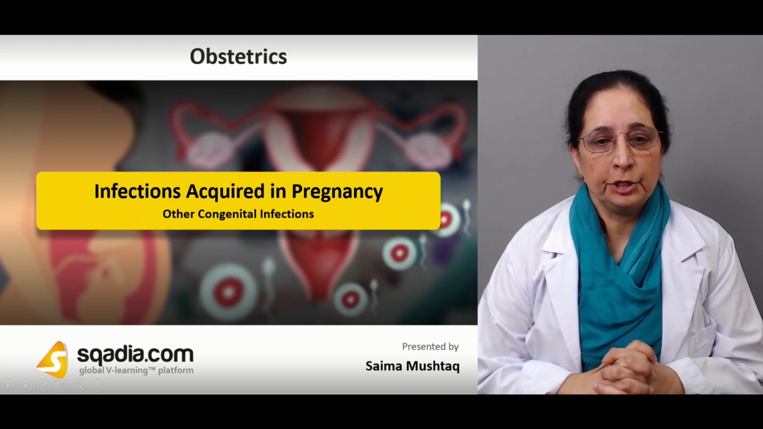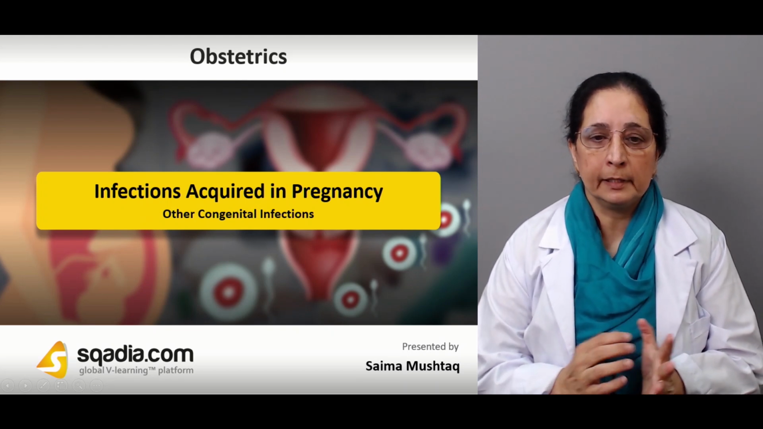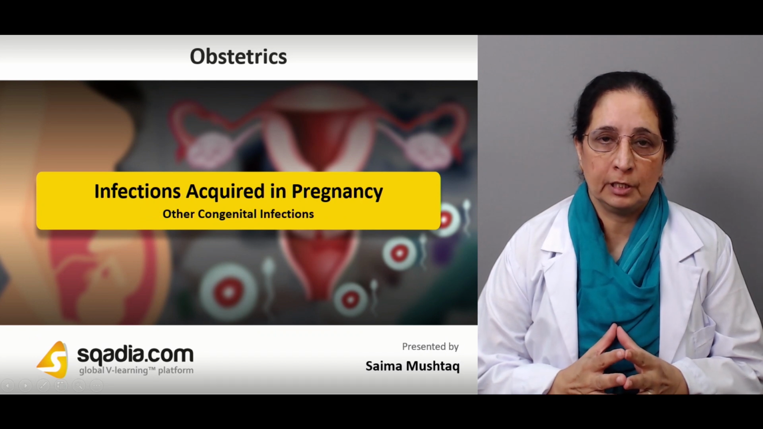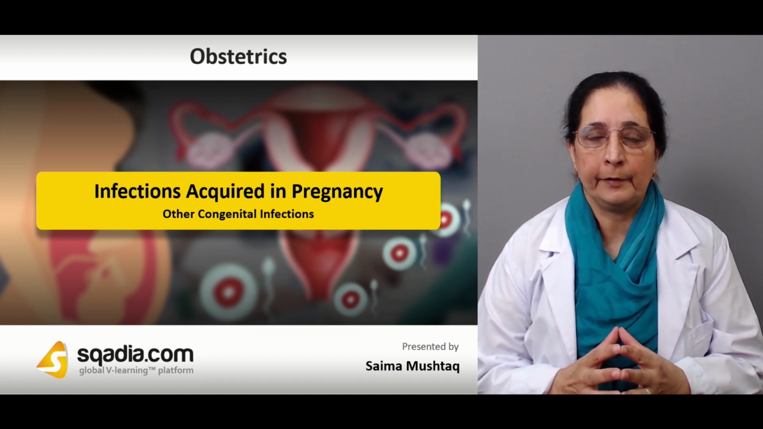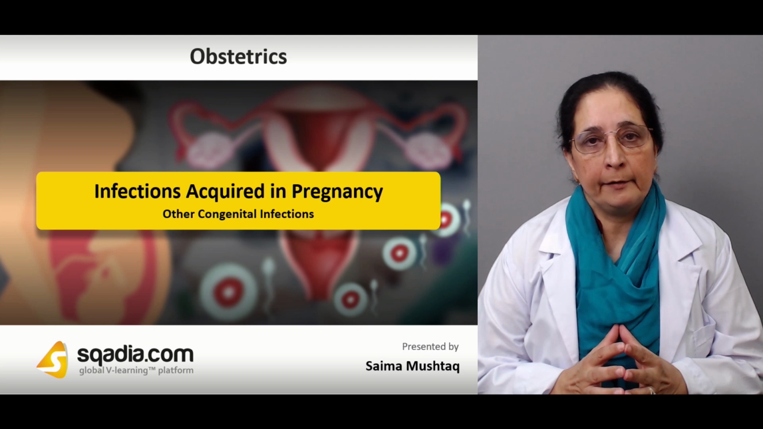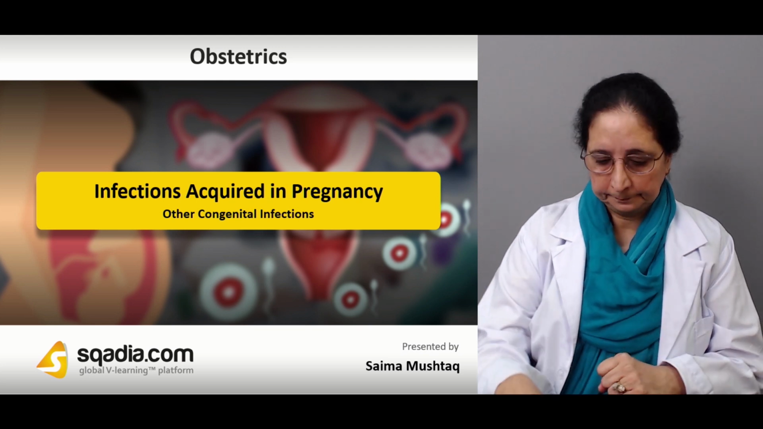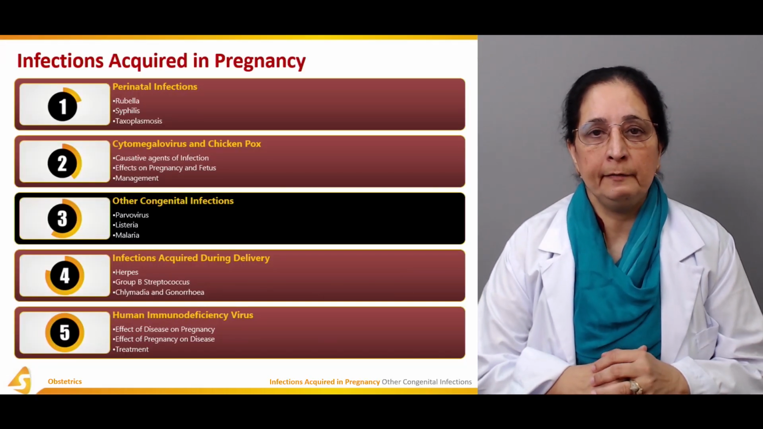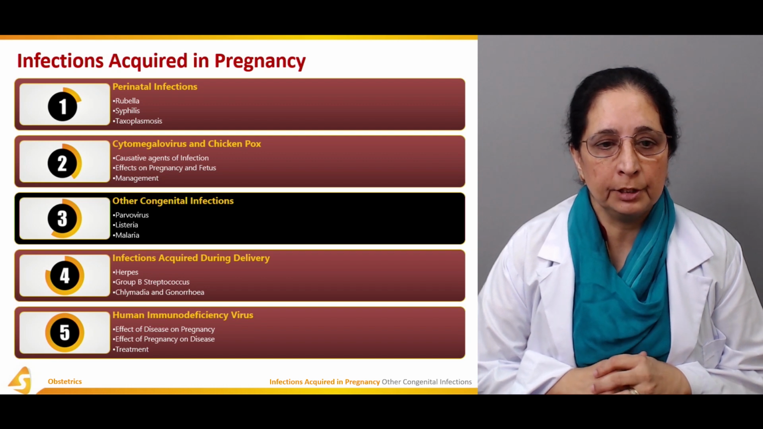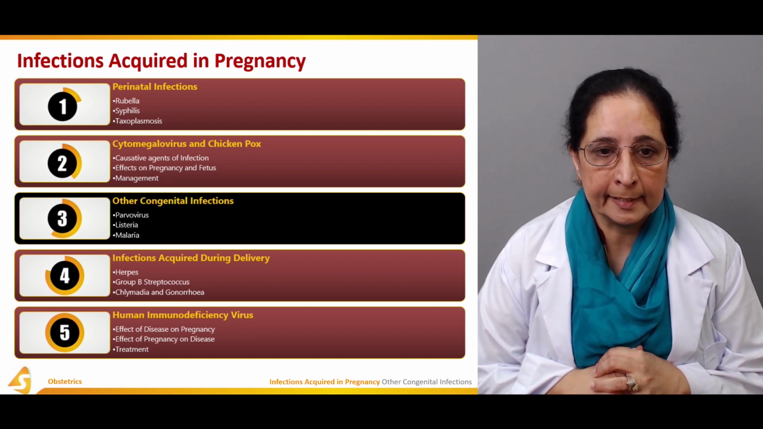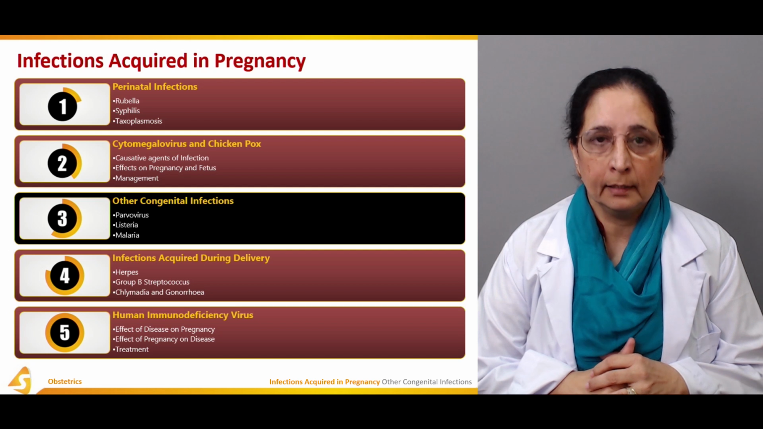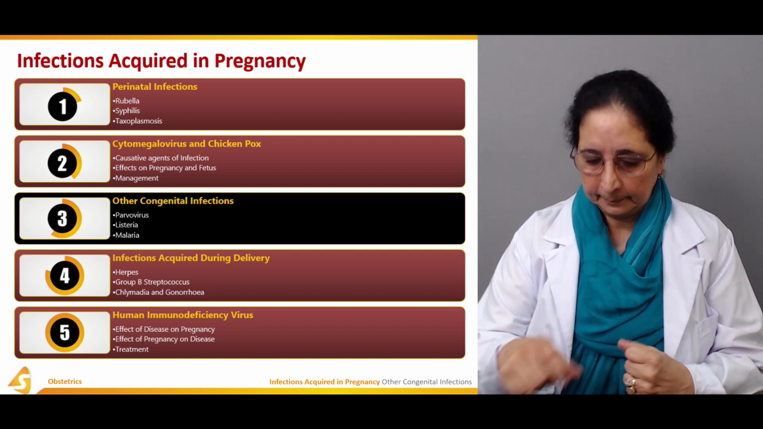Now in this section, we will discuss some other congenital infections that can affect the pregnancy in the perinatal period. And the infections we will talk about in this section will be parvovirus, listeria, and malaria.